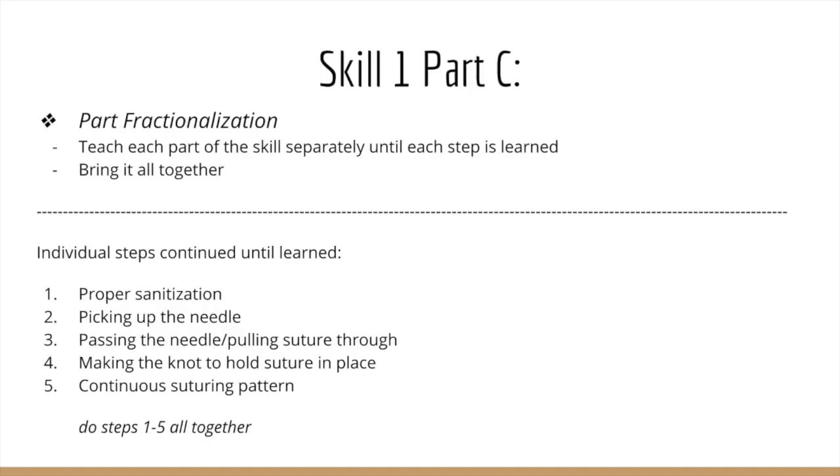The added skill is part fractionalization. We will teach each part of the skill separately until each step is learned and then bring it all together. The individual steps will be continued until learned: proper sanitization, picking up the needle, passing the needle and pulling suture through, making the knot to hold suture in place, and continuous suturing pattern. Do steps 1 through 5 all together.